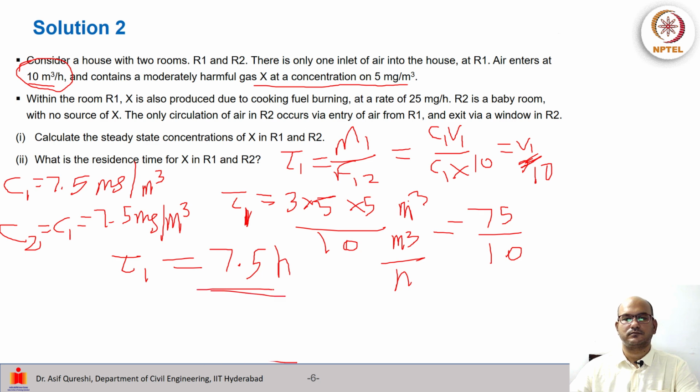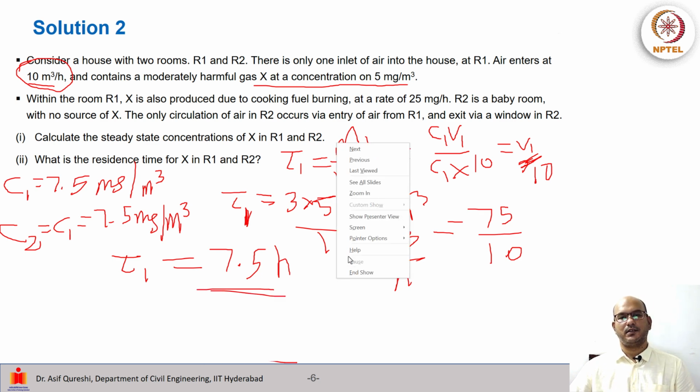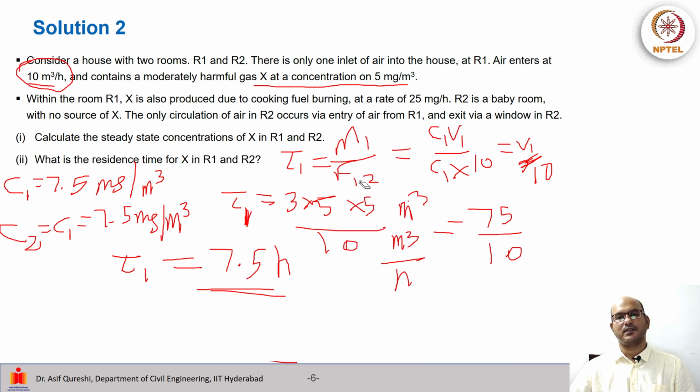Okay. Now similarly, what will be tau 2? So tau 1 we have 7.5 hours, because tau 1 is mass divided by outflow. So C1 V1 divided by C1 multiplied by the outflow 10. So V1 by 10, volume 75 meter cube by 10 meter cube per hour, 7.5 hours.